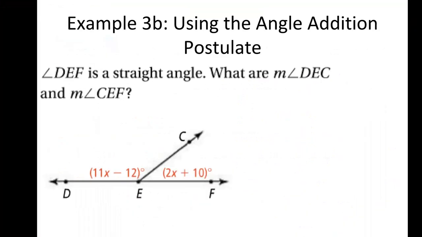But in part B, they tell us that angle DEF is a straight angle. What are the measures of angle DEC and the measure of angle CEF? So a straight angle, which we've talked about before, is like a straight line. A straight angle has a measure of 180 degrees, which should tell you how to set this up. So try it on your own, pause the video, and come back and check it when you're done.